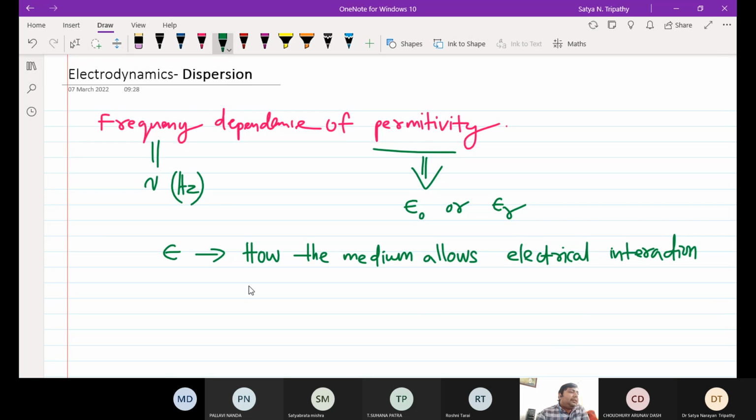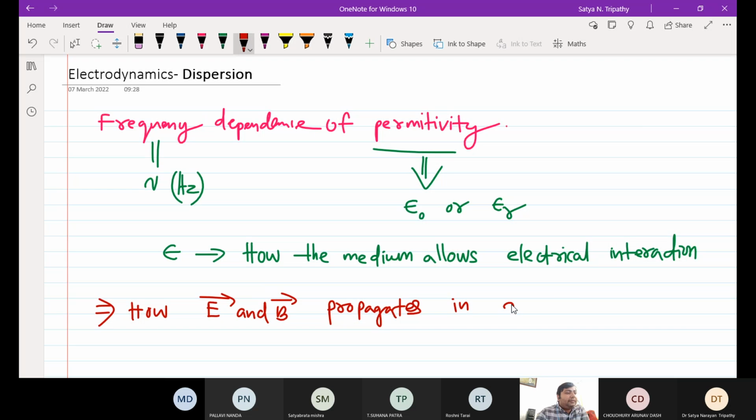Since we are dealing with electromagnetic waves, we'll see how the electromagnetic wave propagates in the medium. So we'll see how the electric vector and magnetic vector propagate in a medium. Okay, so now let me give you some basics about the refractive index.